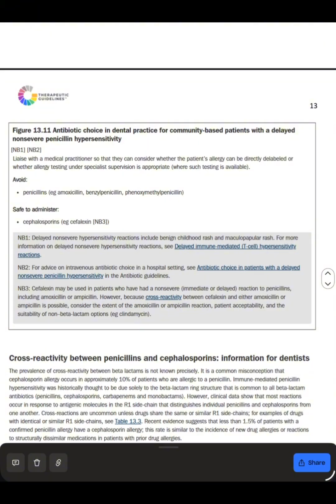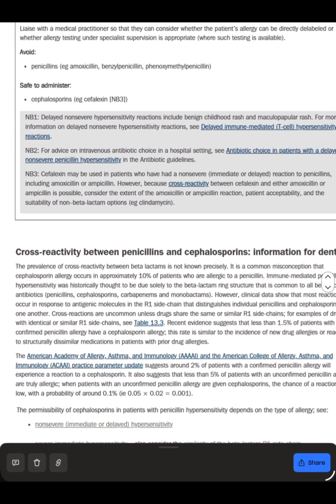Figure 13.11 is giving points about delayed non-severe penicillin hypersensitivity. It says it lies with the medical practitioner, so that they can consider whether the patient's allergy can be directly delabeled or whether allergy testing under specialist supervision is appropriate, where such testing is available. Avoid penicillin, it is safe to administer cephalosporin, and cephalexin may be used, but there is a chance of cross-reactivity. So we need to consider the extent of the amoxicillin or ampicillin reaction, patient acceptability, and the suitability of non-beta lactam options, for example clindamycin.